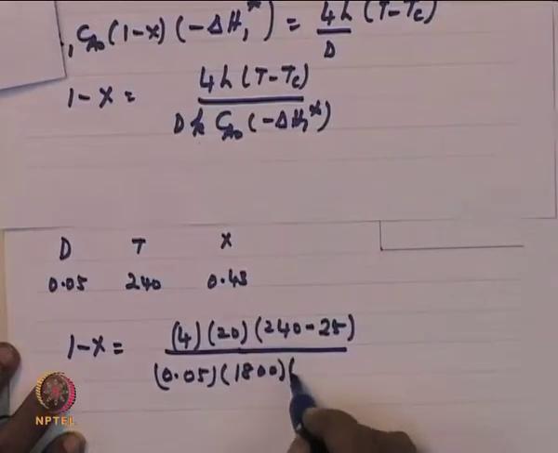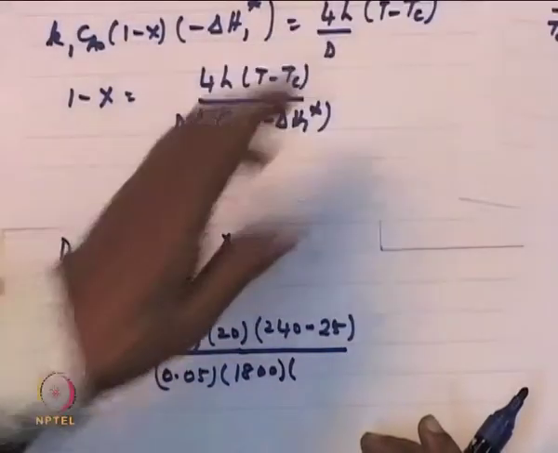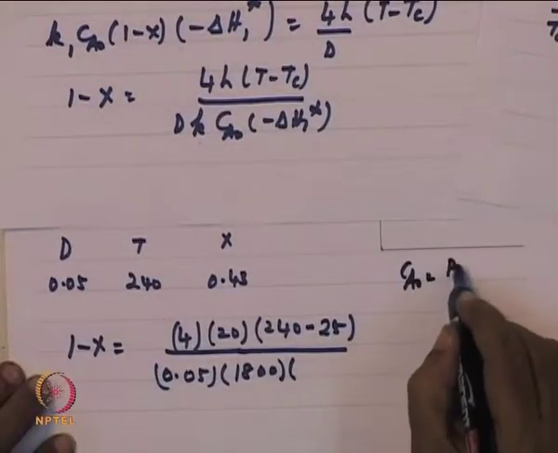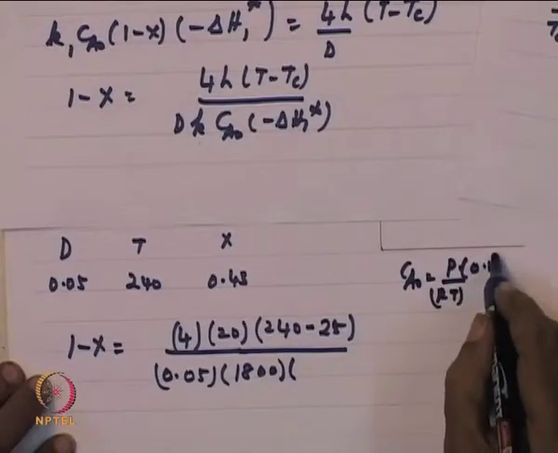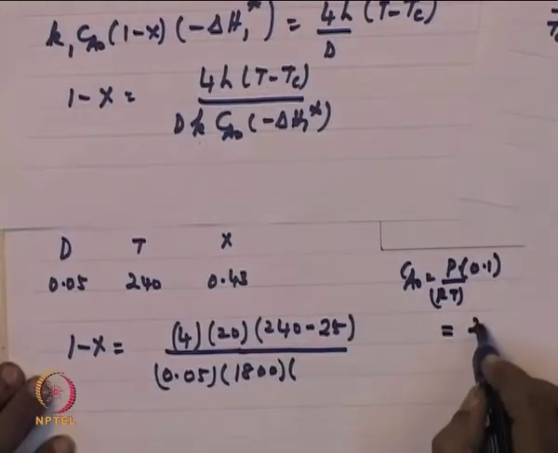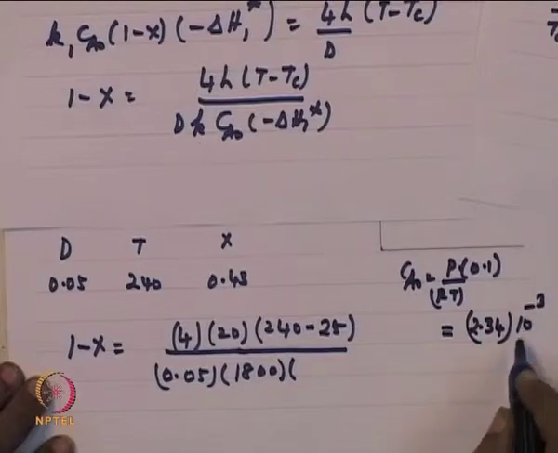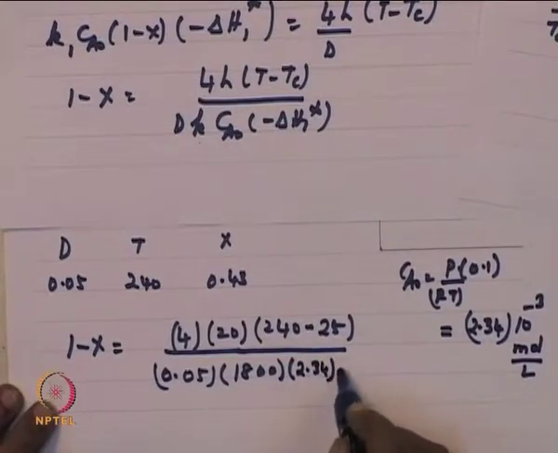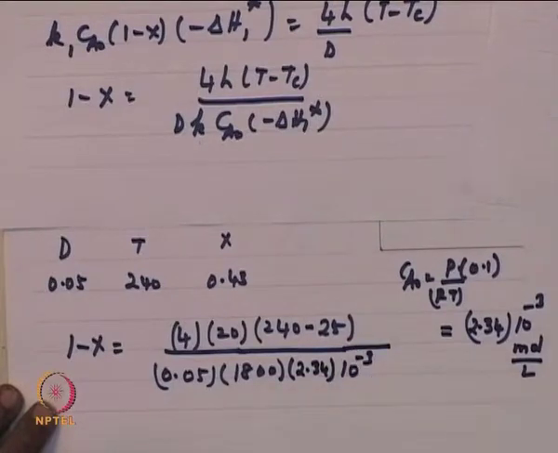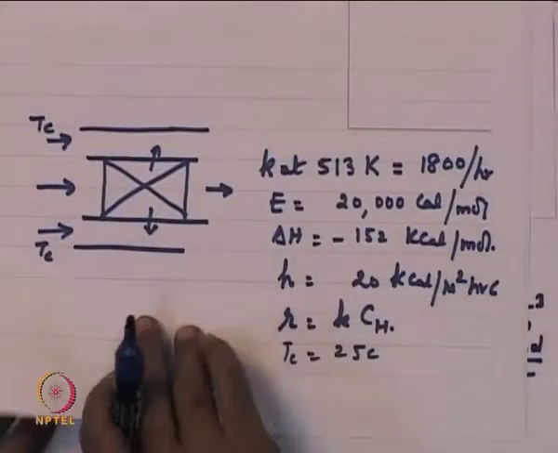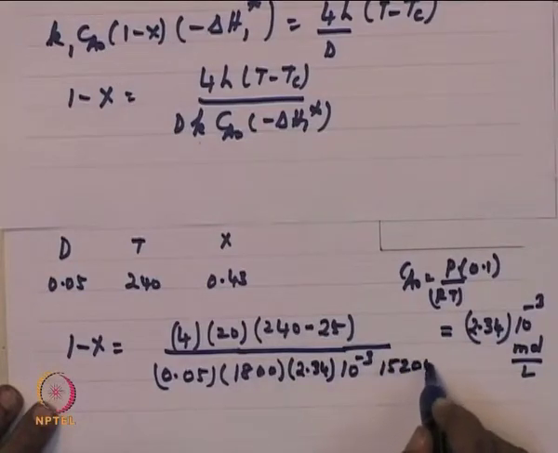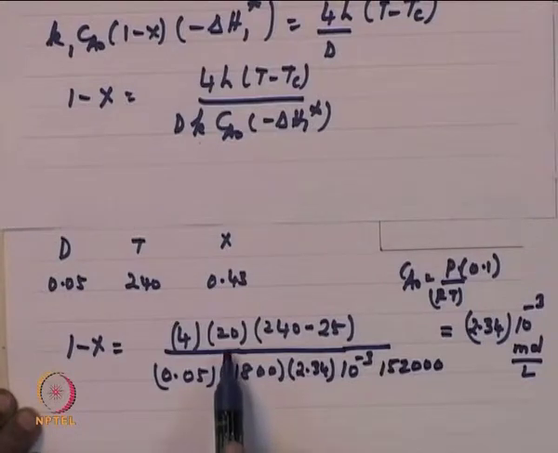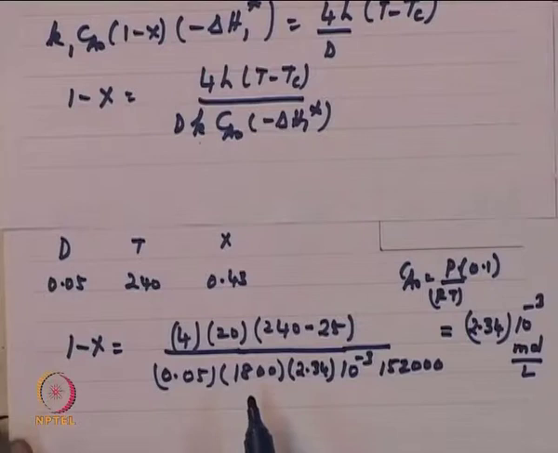So, K is 1800. And what is CA0? We should calculate CA0. It is not very complicated. CA0 equals P by RT, and then we multiply this by the mole fraction 0.1. That turns out to be 2.34 times 10 to the minus 3 moles per liter. Now, let us put all these numbers here, 2.34 into 10 to the minus 3, and the heat of reaction. Please note it is fairly exothermic, 152 kilocalories per mole, so I put 152,000 to get all the units right. And here it is 20 kilocalories per hour per square foot per degree Fahrenheit and so on.